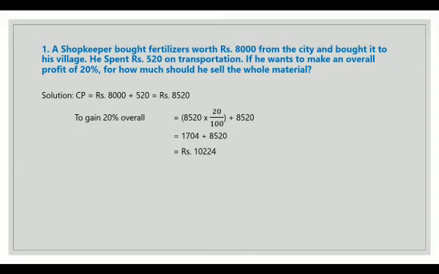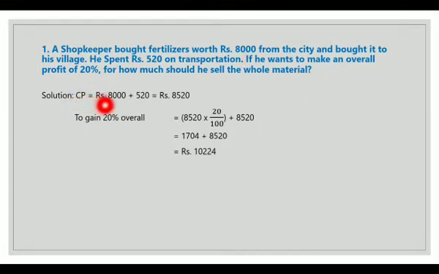The first one: a shopkeeper bought fertilizers worth rupees 8,000 from the city and brought them to his village. He spent rupees 520 on transportation. If he wants to make an overall profit of 20%, how much should he sell the whole material for?